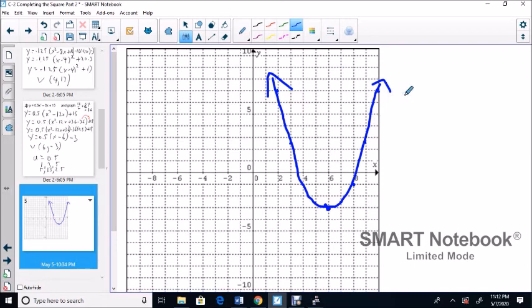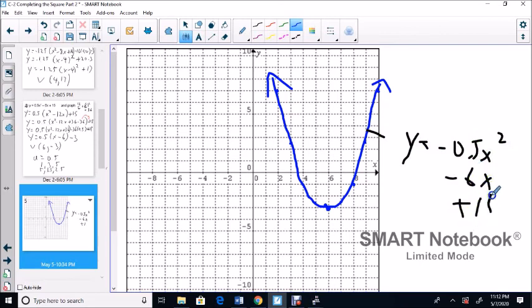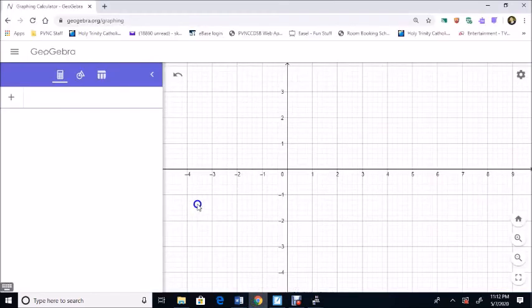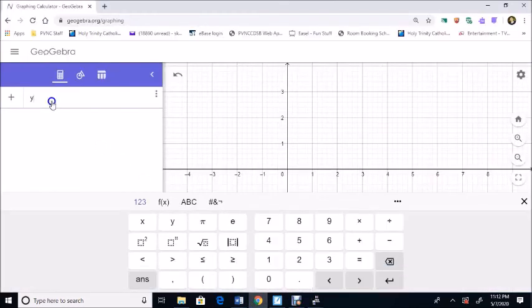Okay, we could label it. I'll put a quick label on it: y equals 0.5 x squared minus 6x plus 15. Ran out of room there. Okay, let's go see if we graphed this right. So we're going to put this equation into our graphing software. So we're going to write it right here. Y equals 0.5x squared minus 6x plus 15.